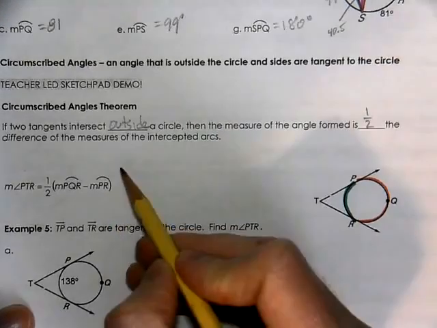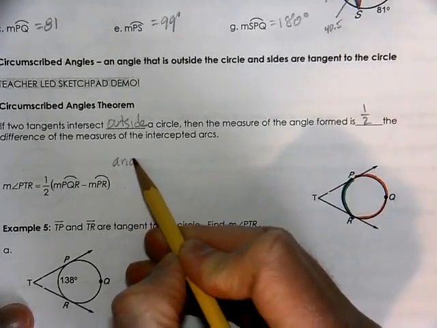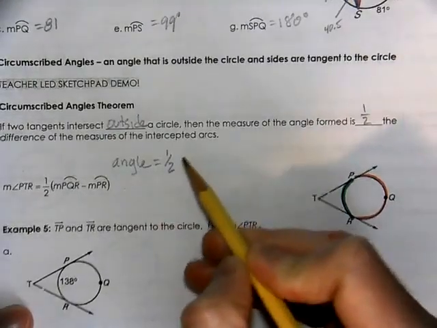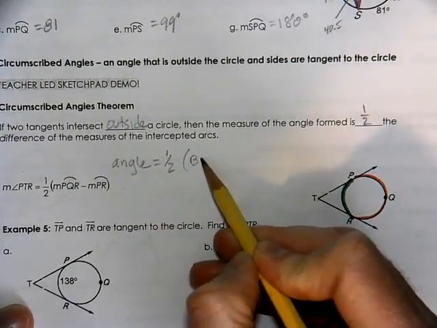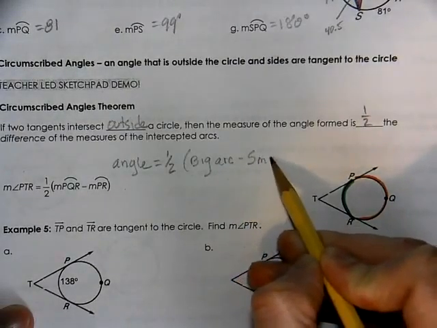So another way that we could write this is the angle equals half the big arc minus the small arc.